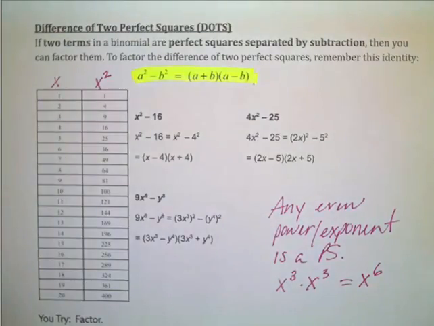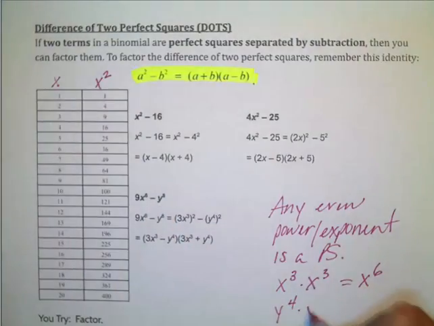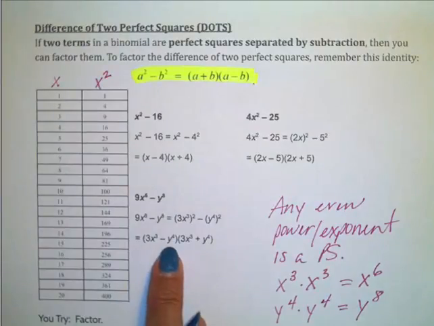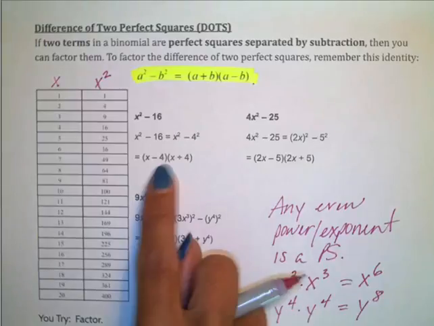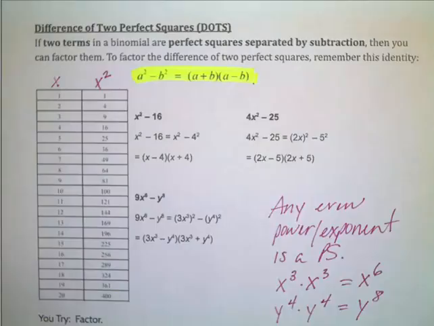So y to the 8th is y to the 4th times y to the 4th. Again, we add the exponents. All right, so our answer is 3x to the 3rd minus y to the 4th and 3x to the 3rd plus y to the 4th. It doesn't matter if you put the minus first and the plus second or the plus first and the minus second.